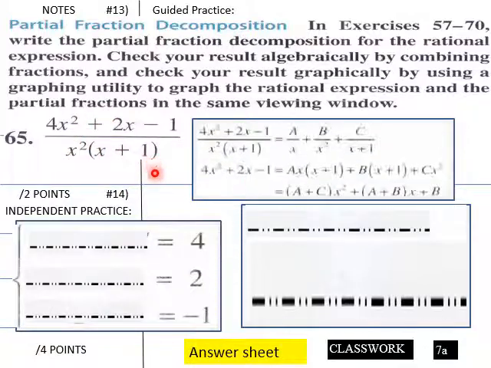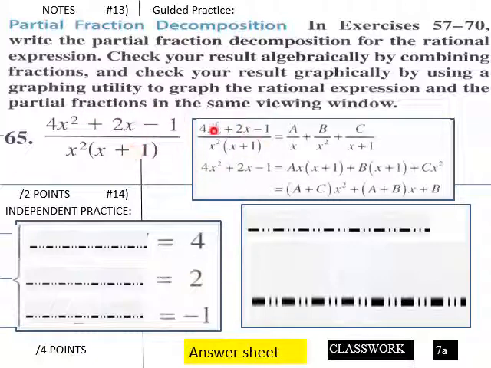Our first step of doing that is A over x, and then B over x squared, and then C over x plus 1, since they've already got this factored down for us here. We have an x squared there, and that will be our B over x squared. And then the polynomial form of that expression becomes Ax times x plus 1 plus B times x plus 1 plus Cx squared.